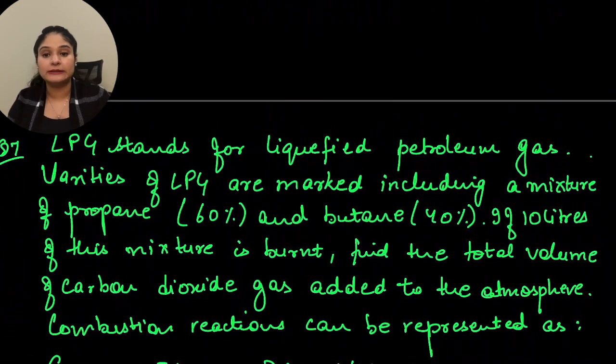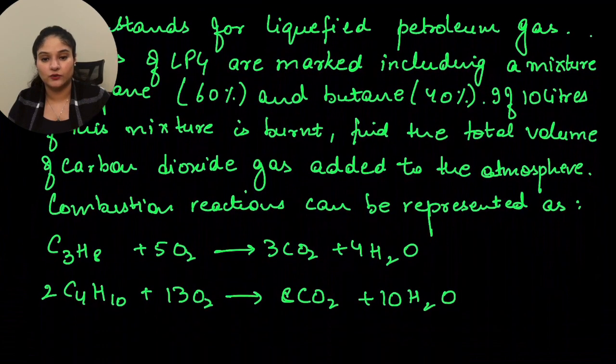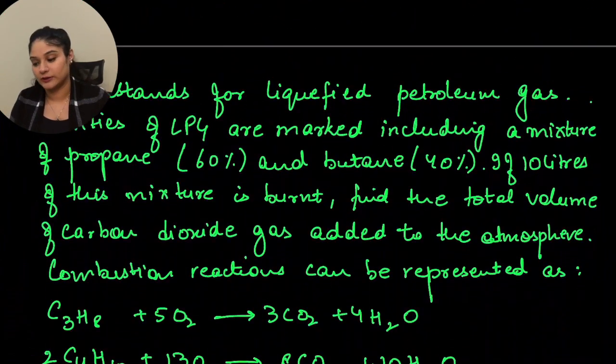LPG stands for liquefied petroleum gas. Varieties of LPG are marked including a mixture of propane 60% and butane 40%. If 10 liters of this mixture is burned, find the total volume of carbon dioxide gas added to the atmosphere. Combustion reactions can be represented as follows. So two reactions are given. Okay, let's quickly look at it.